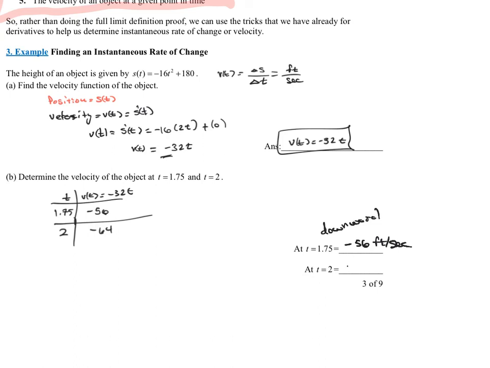At 2 seconds, it is negative 64 feet per second. So there's our labels right there for you. We have now found the velocity of the objects at those times. Notice, as time goes by, the object starts moving faster and faster and faster. Again, this would be true until terminal velocity is reached.